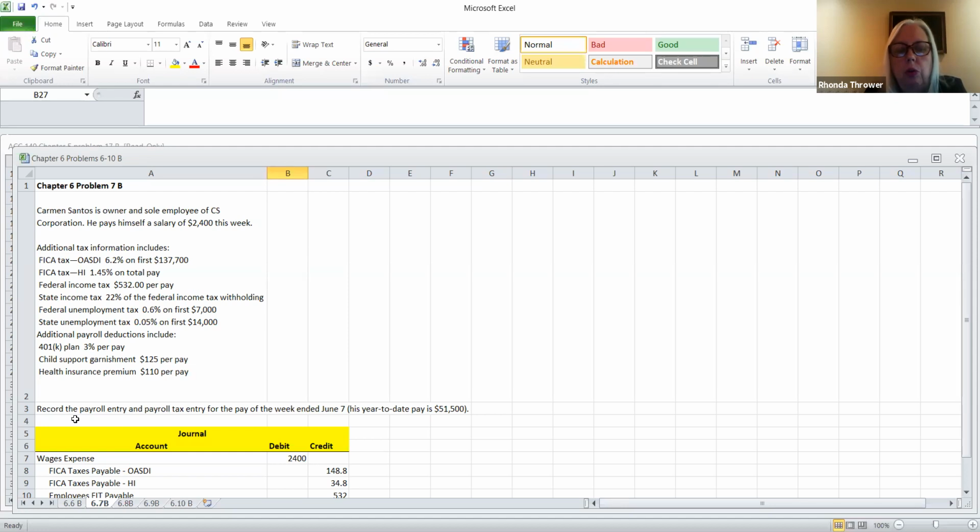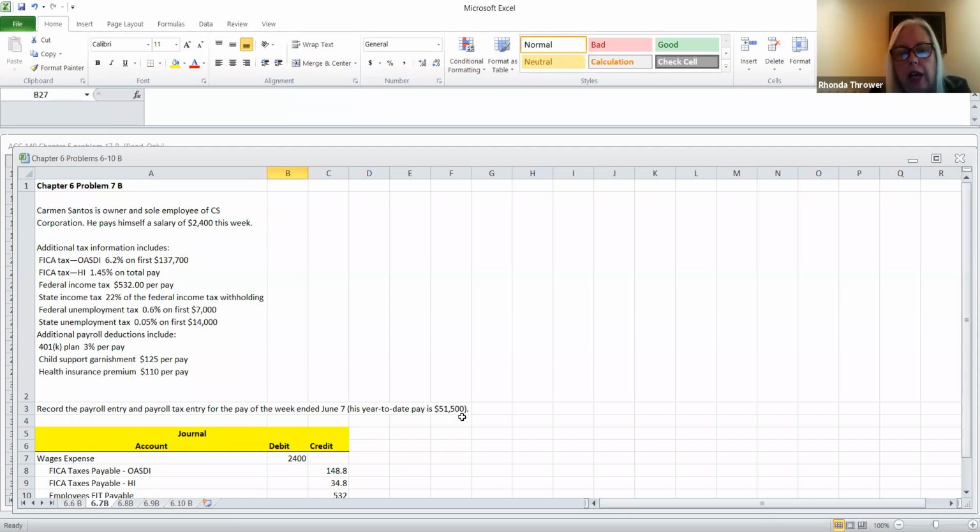What they want you to do in the first journal entry is to record the payroll entry only. The payroll entry is just what would affect the employee. So what we're going to do is calculate the amount of taxes. Actually, you can go ahead and debit the wages expense too for the total amount that you're going to pay him for this period of time, which is $2,400.